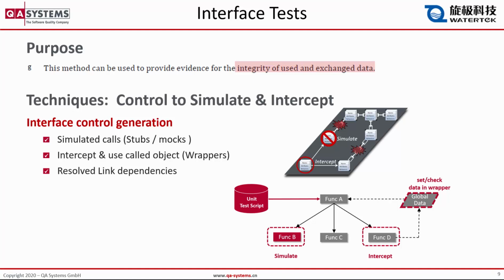However, in addition to simulating a function, such as the diagram below function B being called from function A, you also have the option to potentially intercept and use the called object. In this case, you might consider it being wrapped before and after the behavior. You can also, of course, resolve link dependencies.